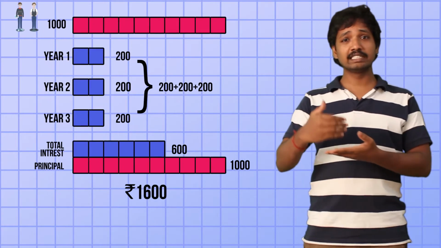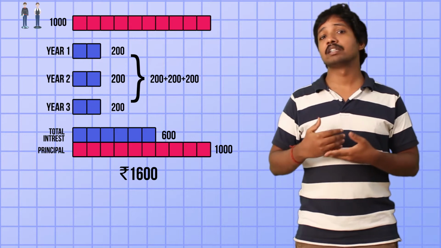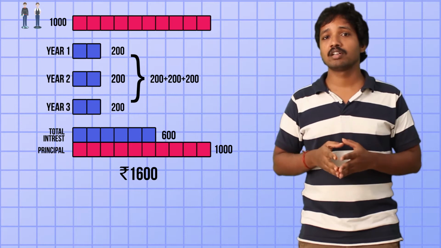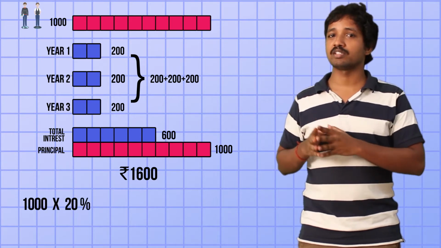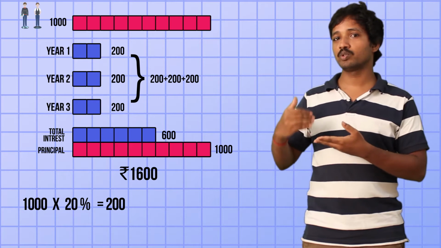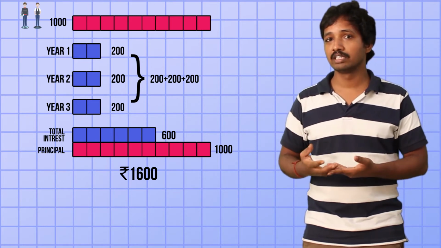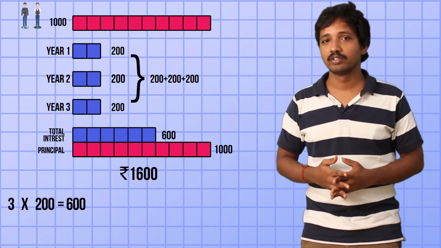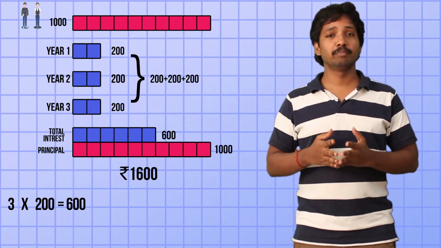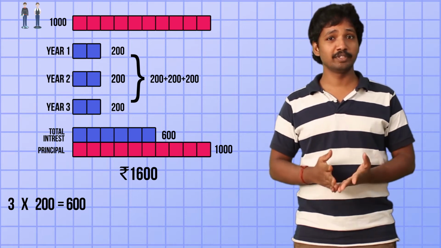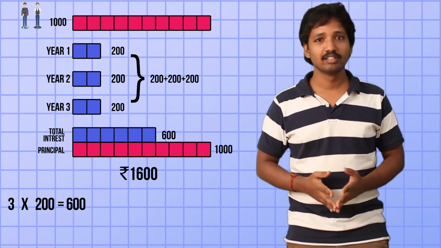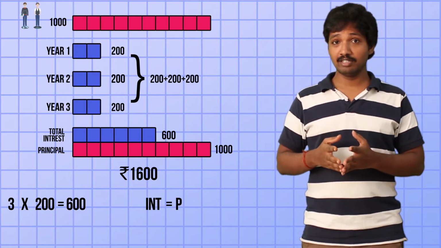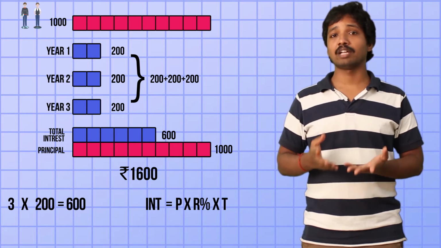By closely looking at these 3 years, what you can determine is that for every year, the interest amount is principal into 20%, that is 200. So 200, 200, 200. So finally what we did is 3 into 200, which is 600. The total interest is calculated. So the formula for calculating simple interest for any amount, for any period, for any rate of interest would be: the interest amount is equal to principal into rate of interest into time period.